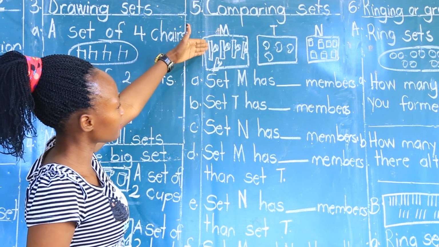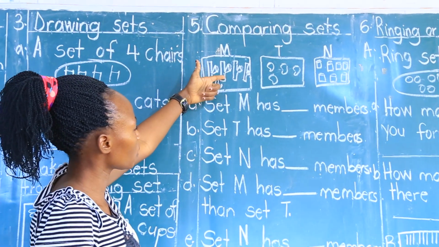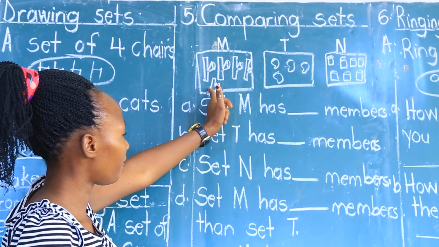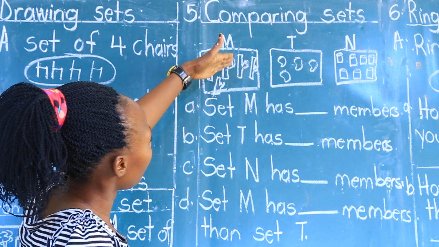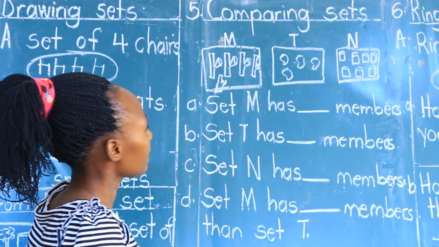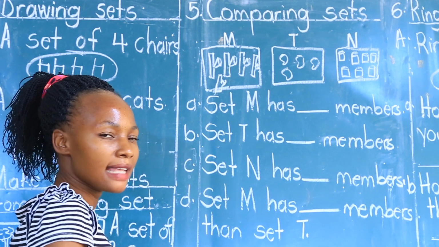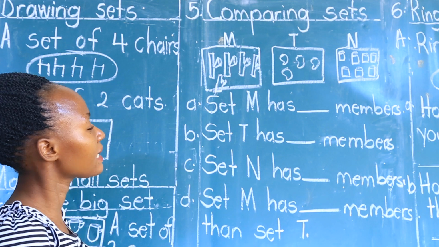I can see some sticks. And how many sticks are there? 1, 2, 3, 4, 5. Now I can see 5 sticks in set M. Then we have set T. Still, how many members are there in set T? They are 4. We come to set N.